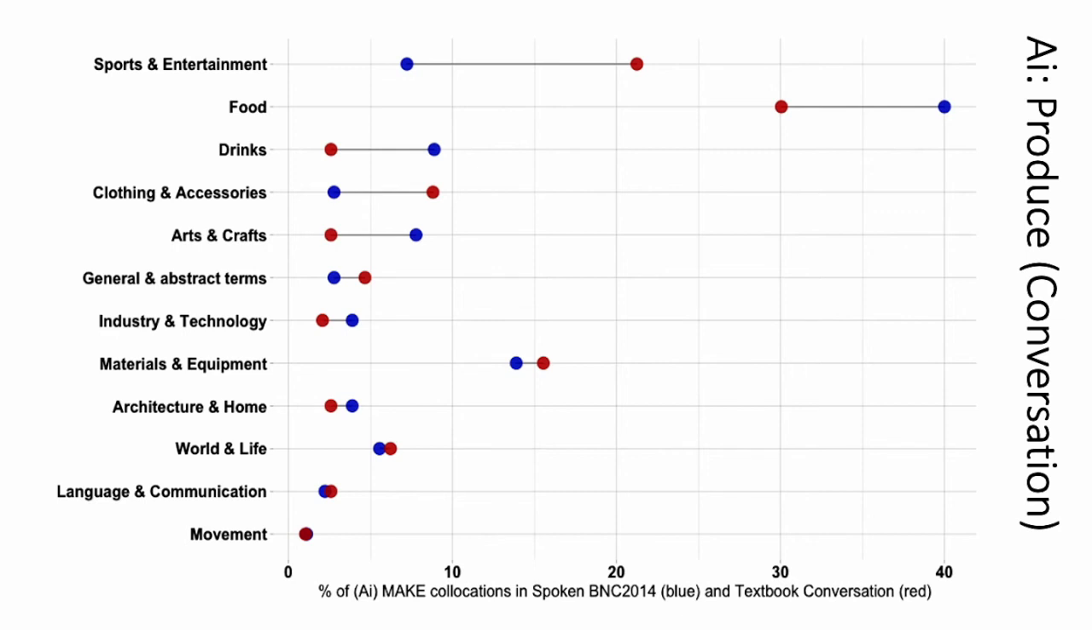Now, if we turn to the semantics of make collocates in the sense of produce, so this is like things like to make a carrot cake, we find that in textbook conversation, that's in red, we have a lot of these collocations that refer to sports and entertainment. For example, to make a film, to make a video. And far fewer in the spoken BNC. However, the spoken BNC is full of food collocates and quite a few drinks collocates too. So things like to make a cake, to make a cup of tea. Some of the other differences below are much smaller and in fact not statistically significant.